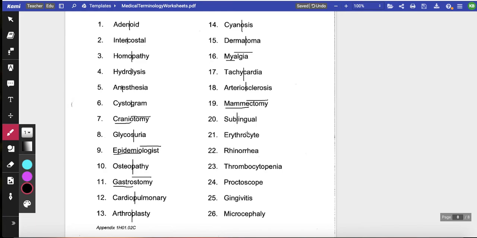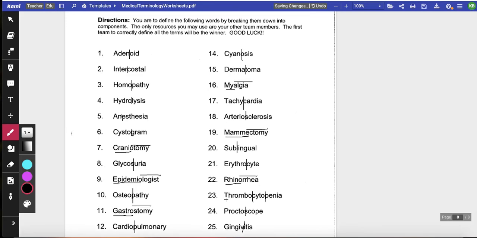I'm sorry, I shouldn't have done that. Erythrocyte, rhino, shared O, rhea, thrombocytopenia, proctoscope, gingivitis, and microcephaly. So if you didn't know how to split those up, that is how you split them up. So if you're still working on this last page, that is what I would like for you to work on.